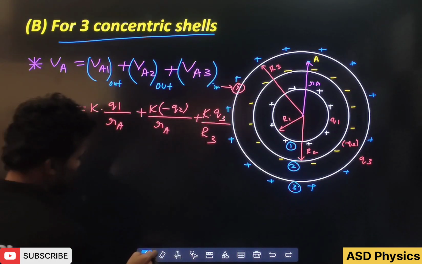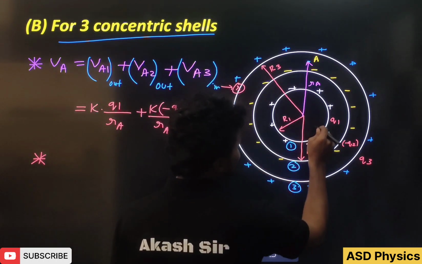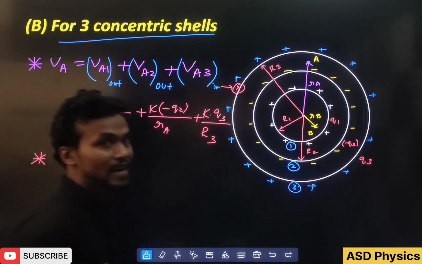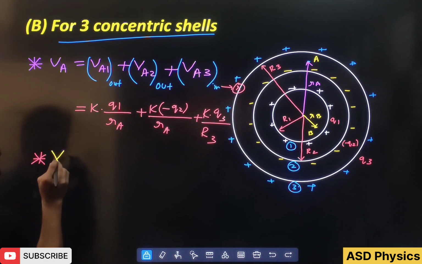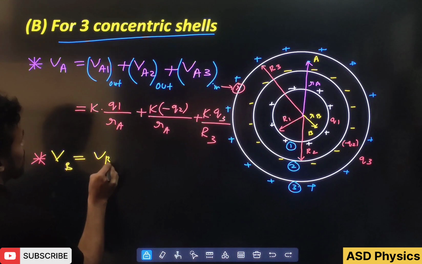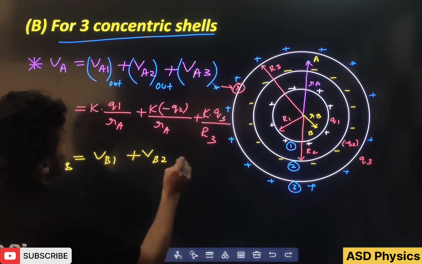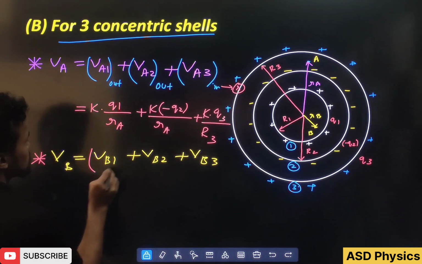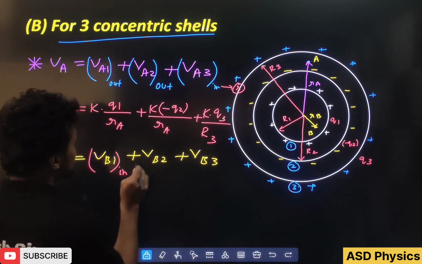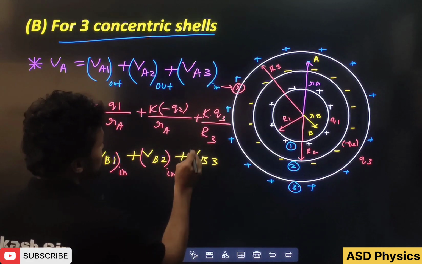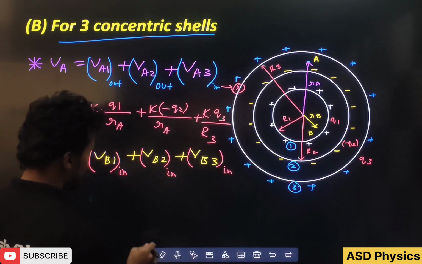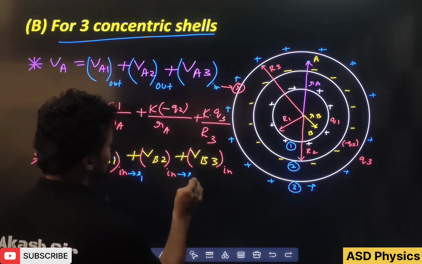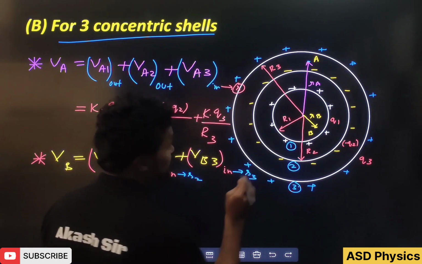Let's take, for example, one more. Very easy. Let's take a point here. Point B is here, and let's take this distance as RB. I want to calculate potential. So students, now potential at point B means VB1 plus VB2 plus VB3. If you observe the diagram very well, point B with respect to 1 is inside, with respect to 2 inside, with respect to 3 inside. That means which potential we have to take? Surface potential of first, surface potential of second, and surface potential of third.